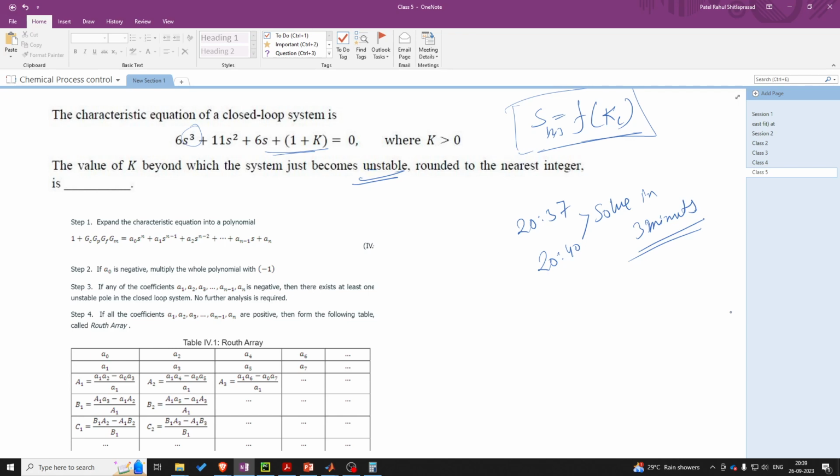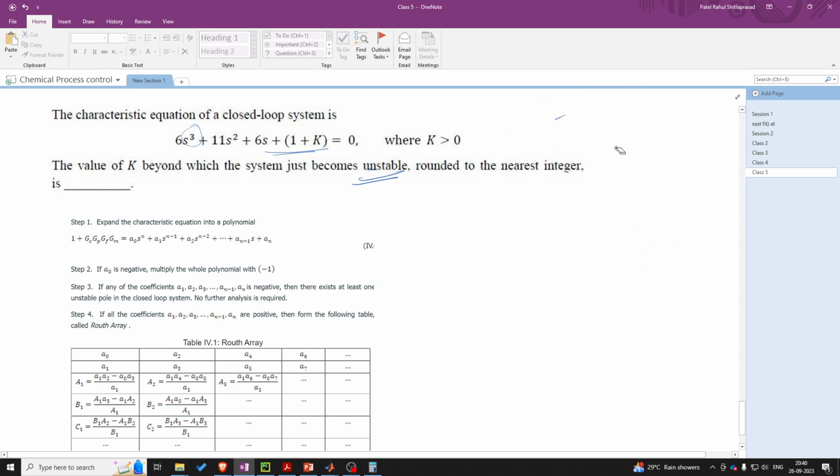So let's try solving this question. So we have been given this characteristic equation. One way to analyze the stability is by finding the roots. The other way is by using the root array. However, in this question, there will be multiple roots which will be a function of k, and we don't have some straightforward formula to calculate the roots. That is why we are using a root array.